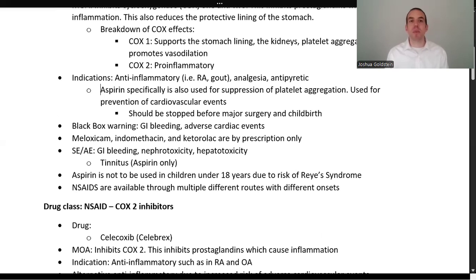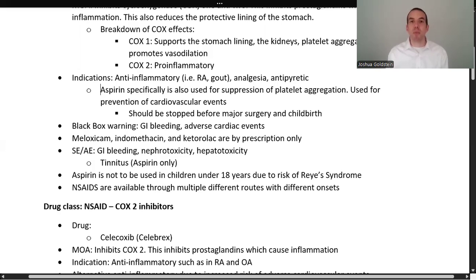The indications for these medications is anytime you want to reduce inflammation, plus anytime you want analgesia, because these are pain relief medications, and anytime you want to reduce fever, which is antipyretic. Most of the time that we use this, it's for analgesia or anti-inflammatory. There's a lot of different anti-inflammatory things we could use this for, such as rheumatoid arthritis, gout, and so much more. There's obviously a lot of analgesic uses for it, such as headaches. Plus, we can also use it for a fever. That's probably more so in children.